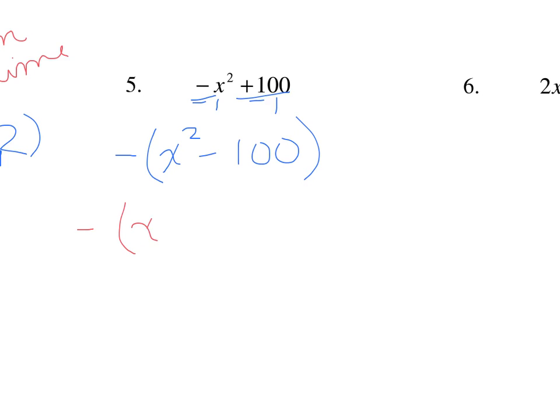So the square root of x squared is x. The square root of 100 is 10. The signs are going to be 1 plus 1 minus. Don't forget, you still have to have this negative sign out here because it's a GCF. It doesn't go away. It's still there.